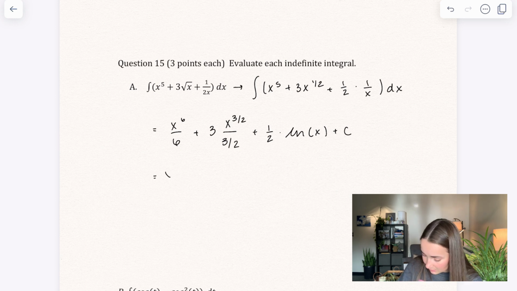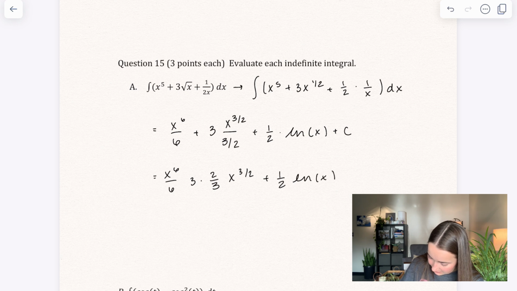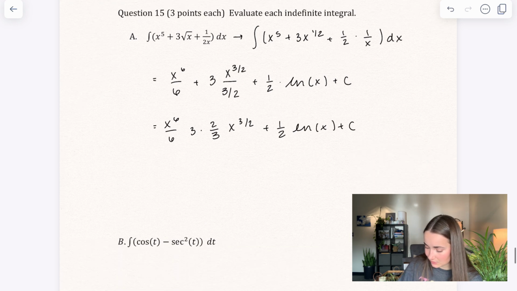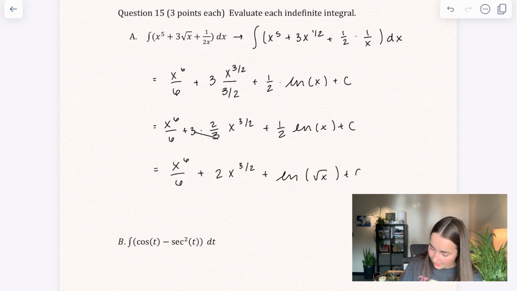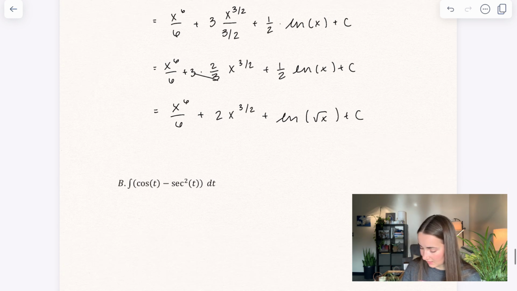So if you wanted to simplify this, you can. So we get 3 times 2/3 x to the 3/2 plus 1/2 natural log of x plus c. And here we notice that those 3's cancel out. That's just nice. And then right there for natural log, I use the power rule, so that becomes the power. But I would say that's pretty good.